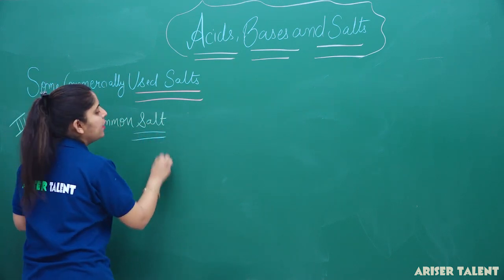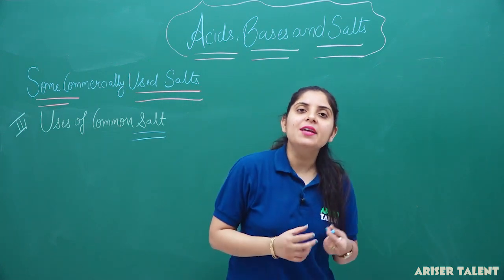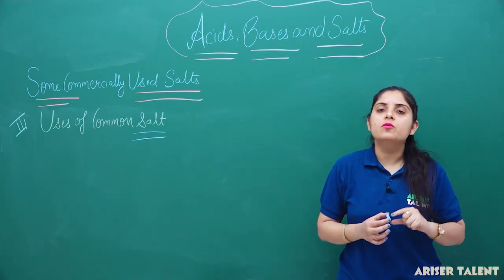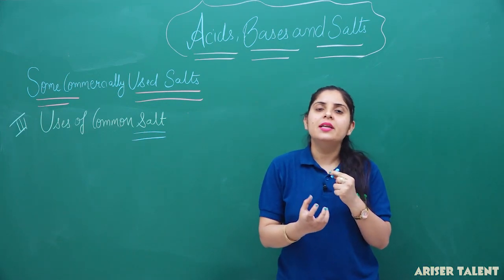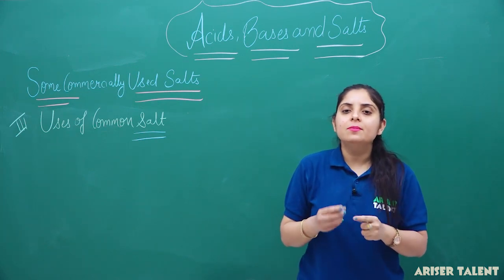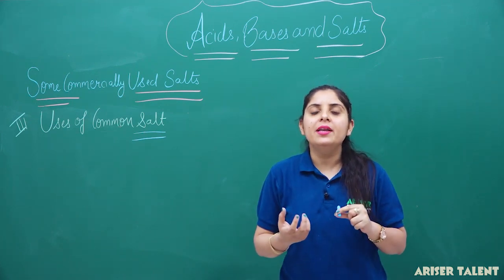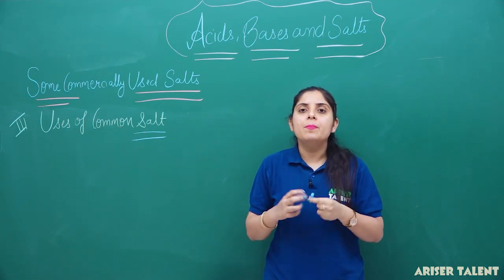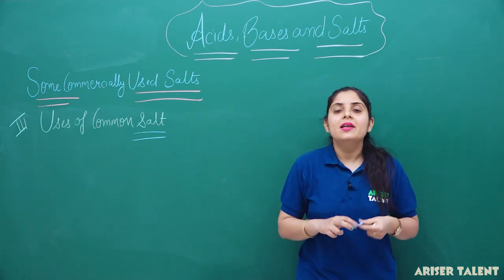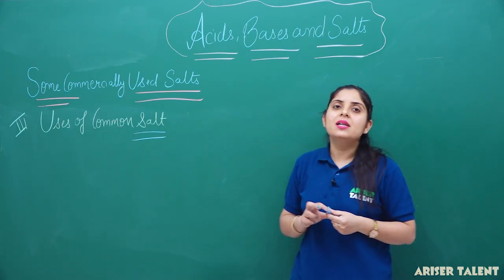We all know that common salt is a very essential part of our diet. Our body needs common salt, because in its absence certain disadvantages occur in our body. Firstly, common salt helps in muscle contraction. It provides nerve impulses in our brain and nervous system, and if there is a deficiency of common salt in our body, muscle cramps occur.